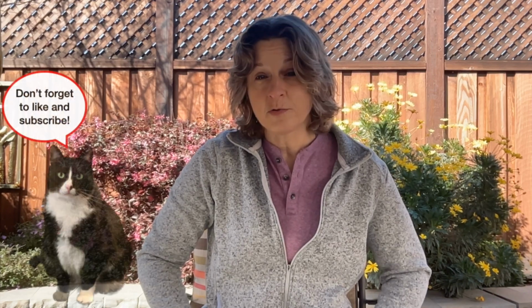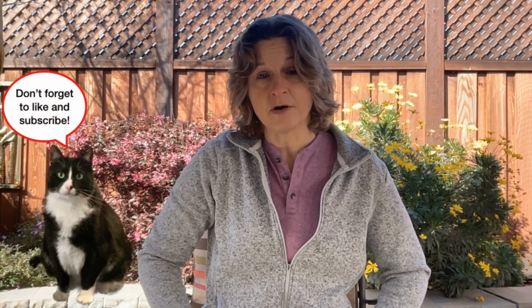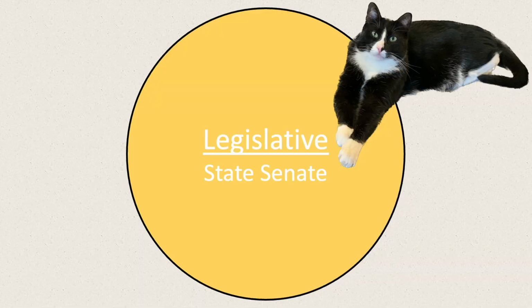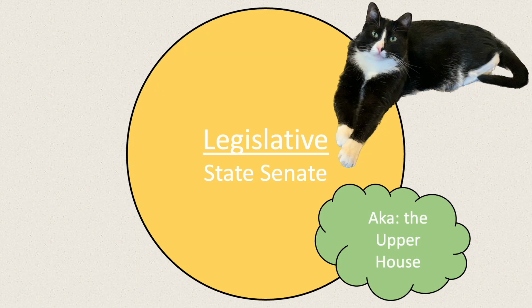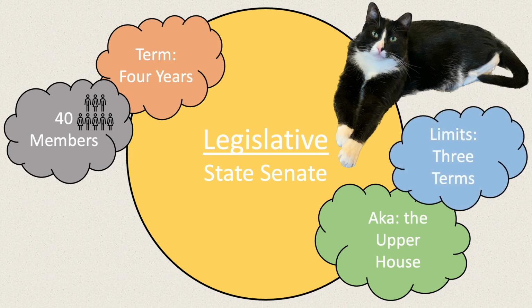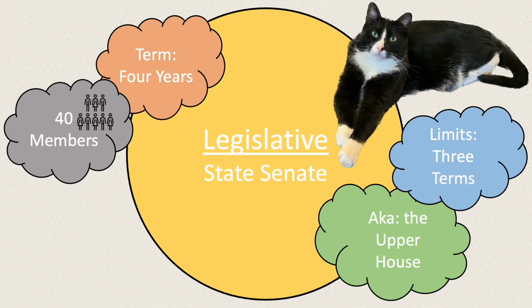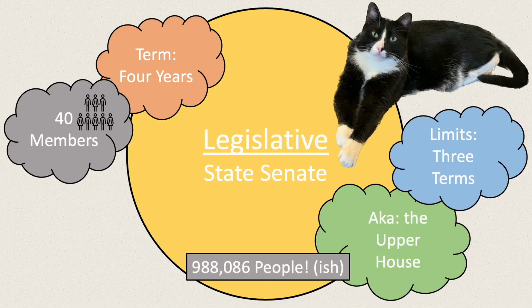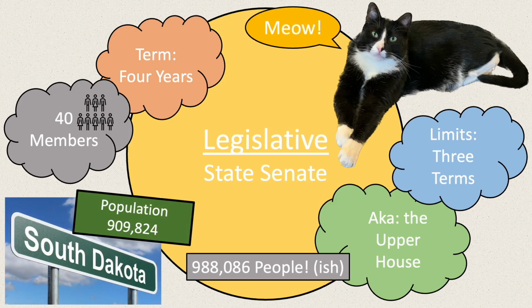That changes when we vote for members of the legislative branch. The California legislature is divided up into 2 parts, the Senate and the Assembly. The Senate, also known as the Upper House, has 40 members. They serve 4-year terms and are limited to 3 terms in office. With only 40 members, each California state senator represents approximately 988,000 people. That's more than the entire population of South Dakota.